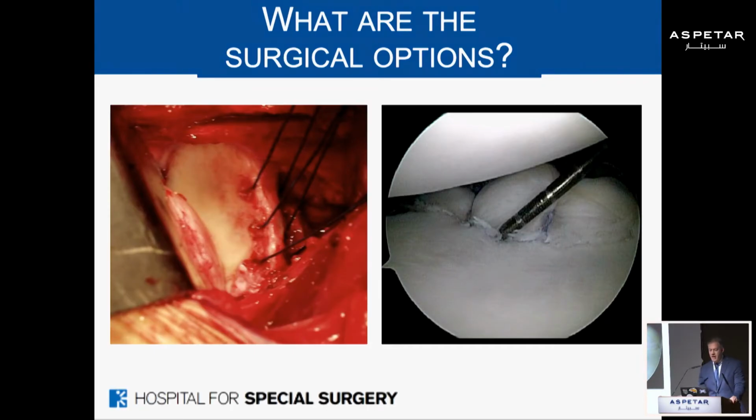On the right is just a picture of our classic go-to now, and I'm sure you see this all the time here, just an arthroscopic stabilization, and that works really well, but maybe not as well as we think it has, which is why we'll talk about some other options.